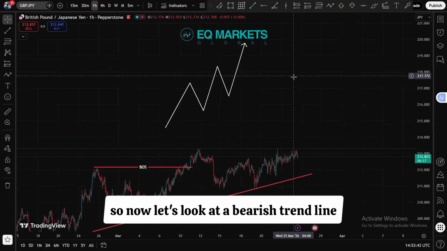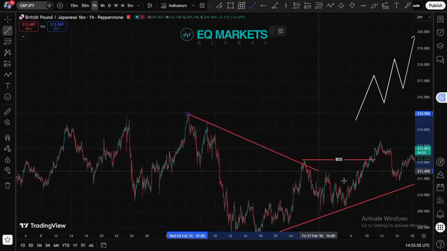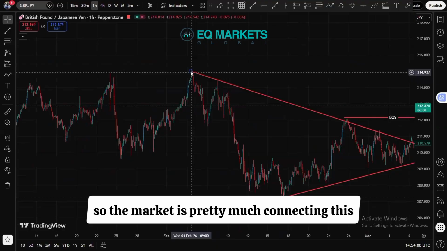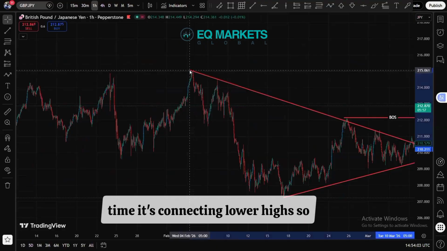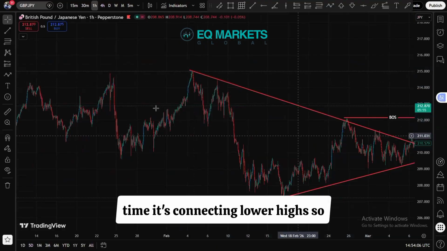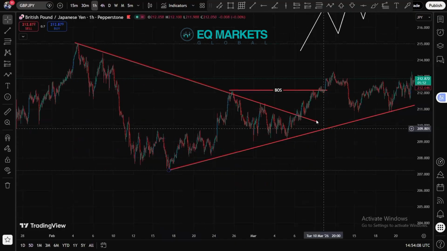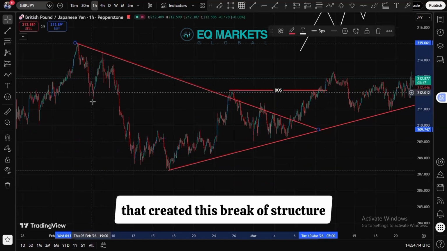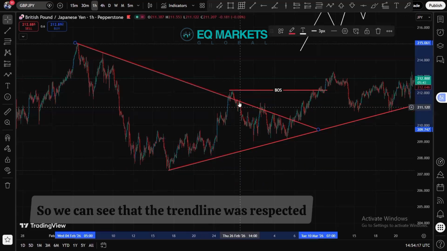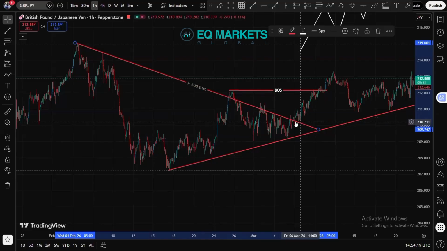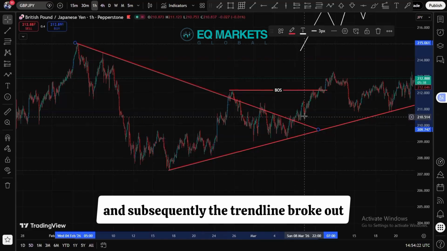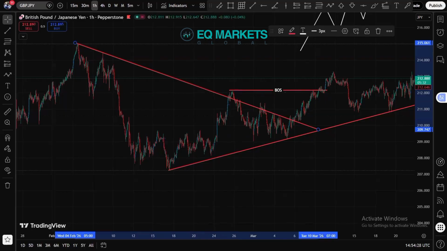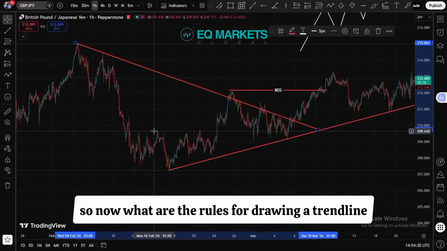So now let's look at a bearish trend line. This, my friends, is what a bearish trend line looks like. The market is pretty much connecting, this time, lower highs. While this is a break of structure, this is the lower high that created this break of structure. So we can see that the trend line was respected, and subsequently the trend line broke out. Price broke out of the trend line and was trading outside of the trend line. Okay, so now what are the rules for drawing a trend line?